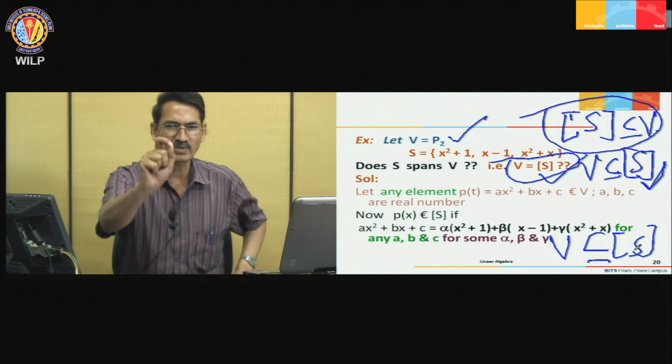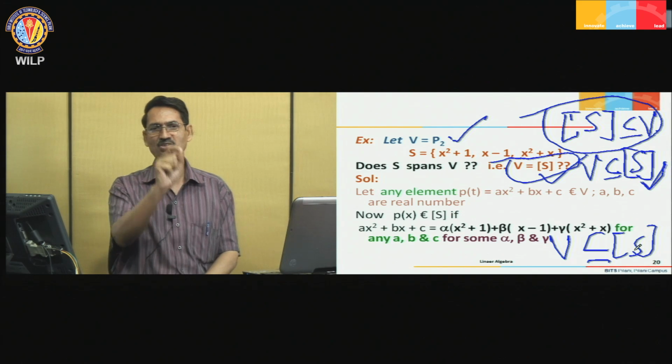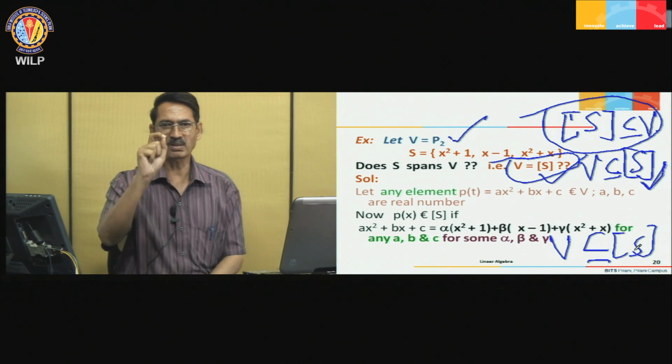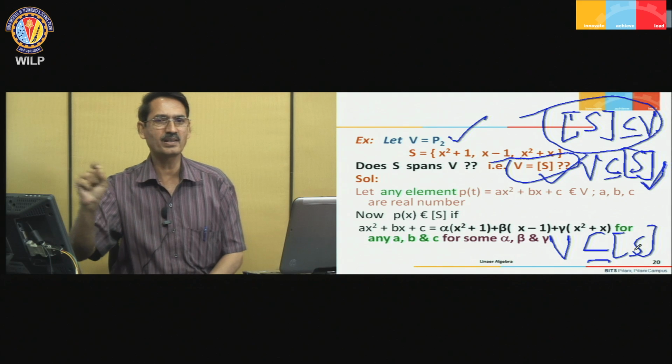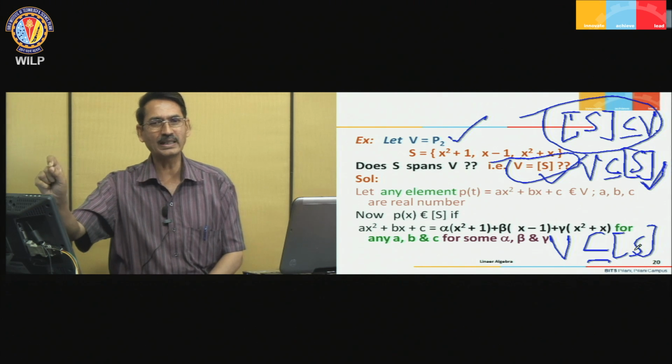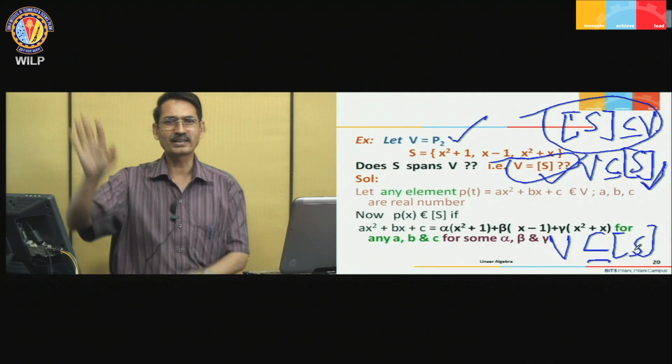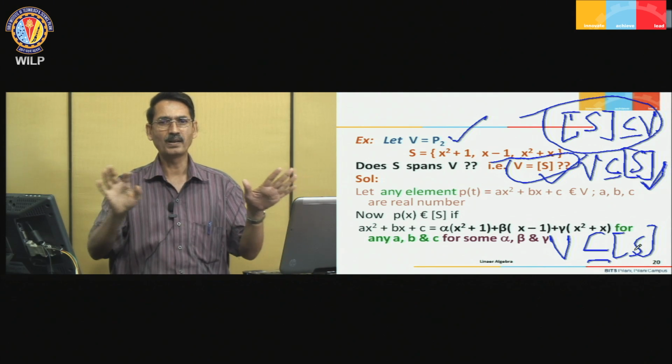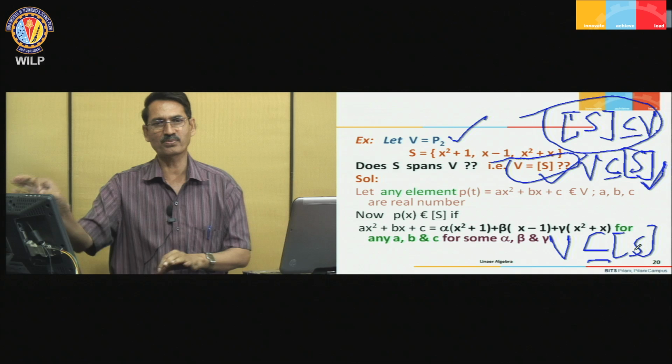So, see once more finally what I am saying here. What is the meaning of S spans V? S spans V means span of S is equal to V. Span of S is equal to V means span of S is a subset of V, that is satisfied always. Therefore, we shall not check this part, only we shall check that V is a subset of span of S.